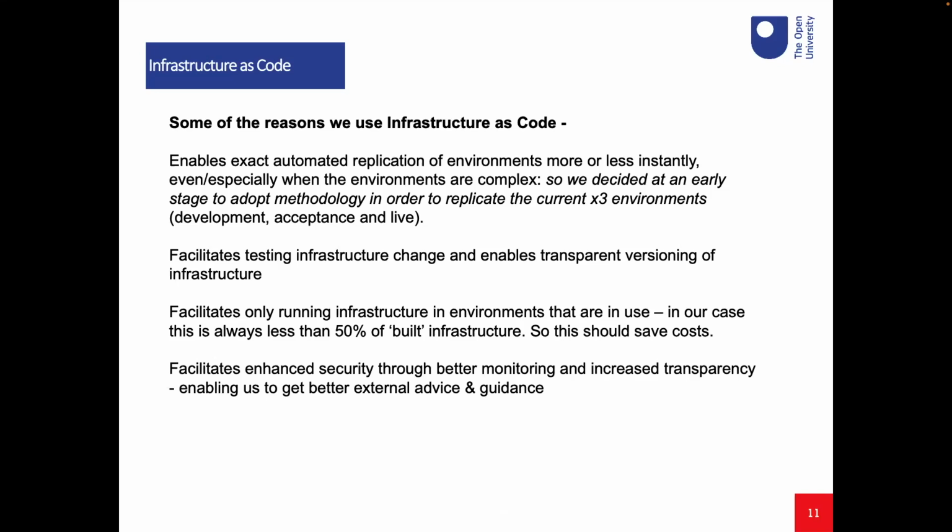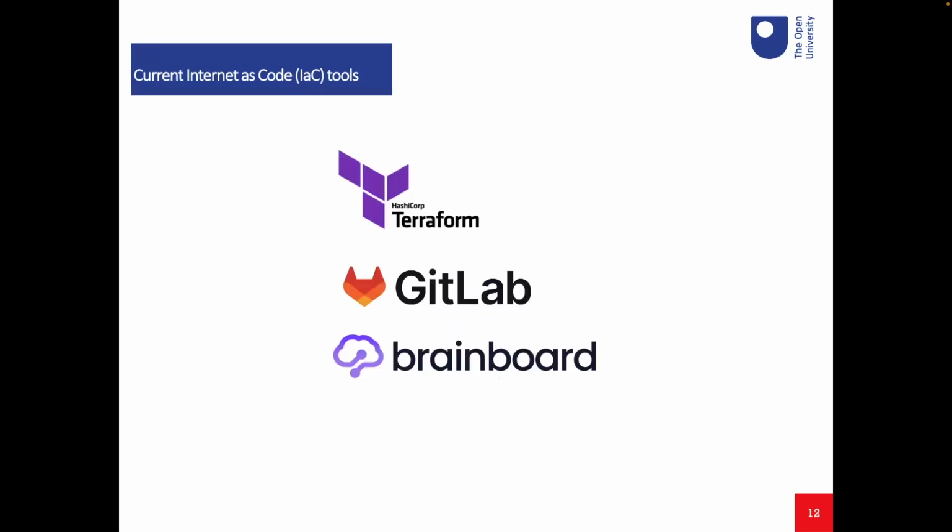So I skipped through the reasons why we're using infrastructure as code. Really, it's just because probably everybody using Fedora is going to do that because the environments are relatively complex. And particularly if you've got three environments, you need to be able to reproduce them exactly. So moving on to some of the tools that we find useful, I'll briefly highlight that this is our current Infrastructure as Code tool set.